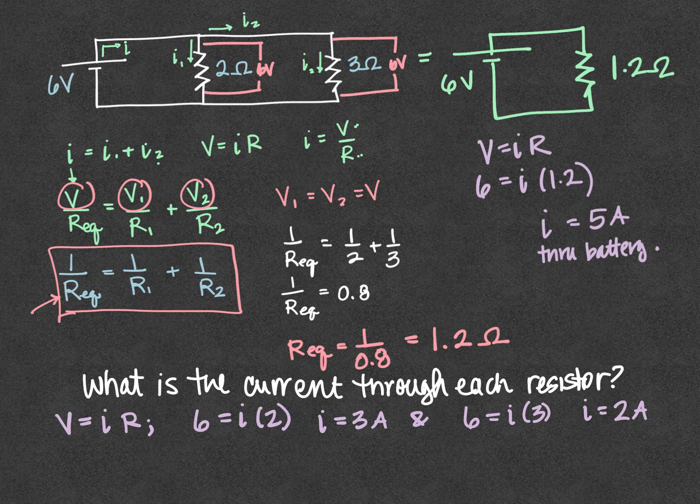Now I can check. I know that the current through the 2 ohm resistor, which I called I1, and the current through the 3 ohm resistor, which I called I2, should add up to be the current through the battery. And so 3 plus 2 gives us 5. So that works out.